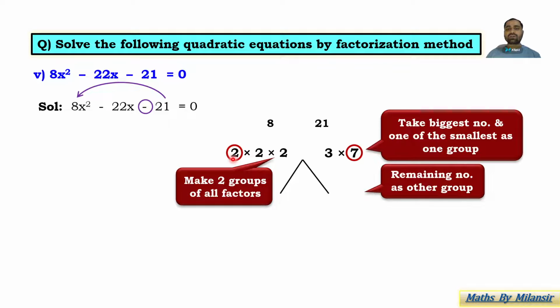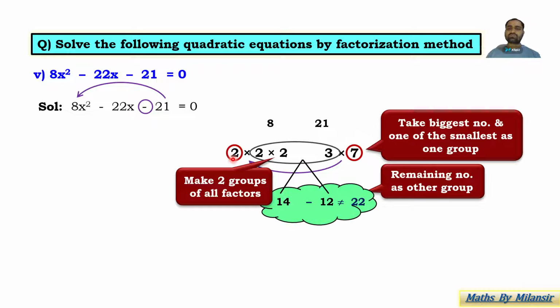So 7 2s are what? 7 2s are 14. And 3 2s are 6, 6 2s are 12. So if you subtract these, then it is not equal to 22. So this combination is also not possible.